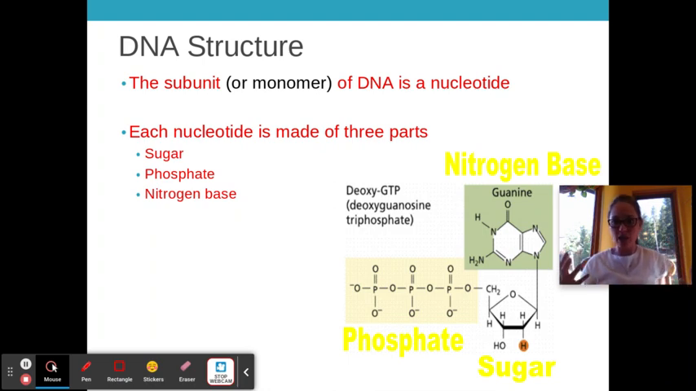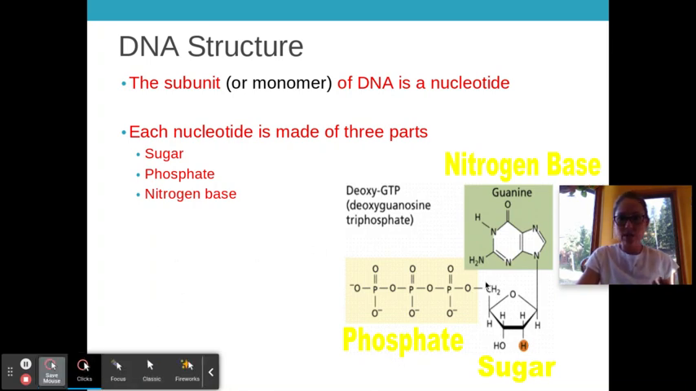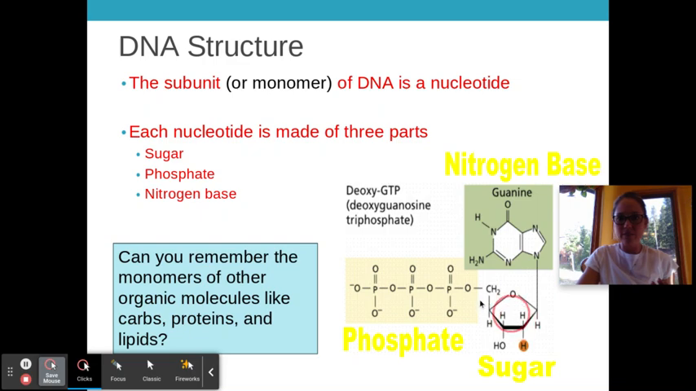So when we have these big complex molecules in living things, they are actually made up of smaller molecules bonded together. So the monomer or subunit of DNA is called a nucleotide. And the nucleotide has three parts: a sugar molecule right here, a phosphate group, and then the nitrogen base. It says here, can you remember the monomers of other organic molecules like carbs, proteins, and lipids? We haven't talked about those yet, so we're going to get into those later.